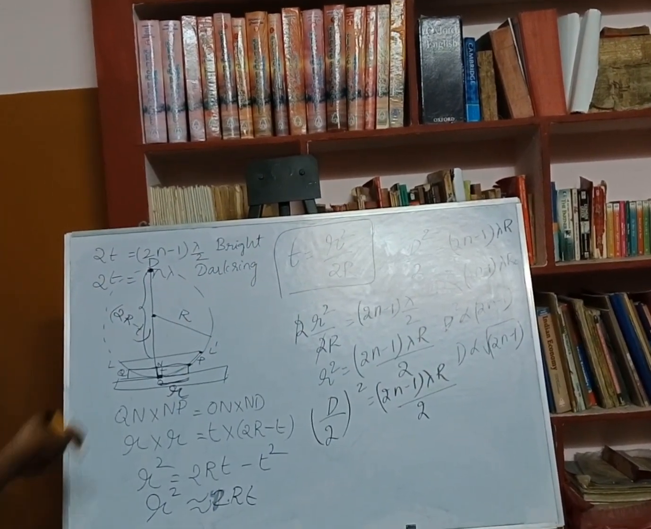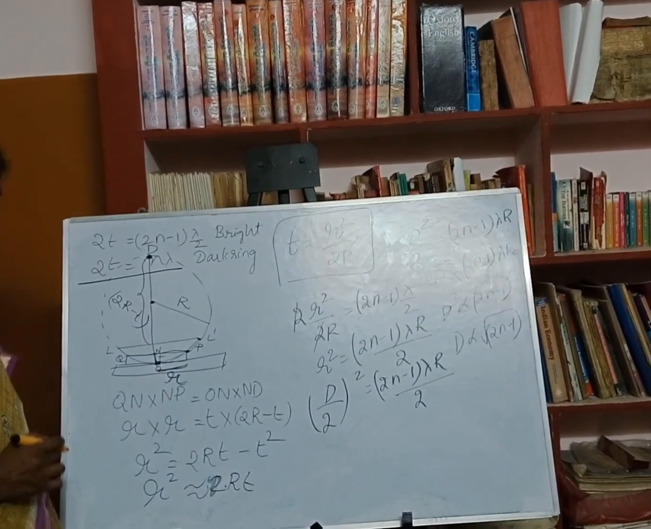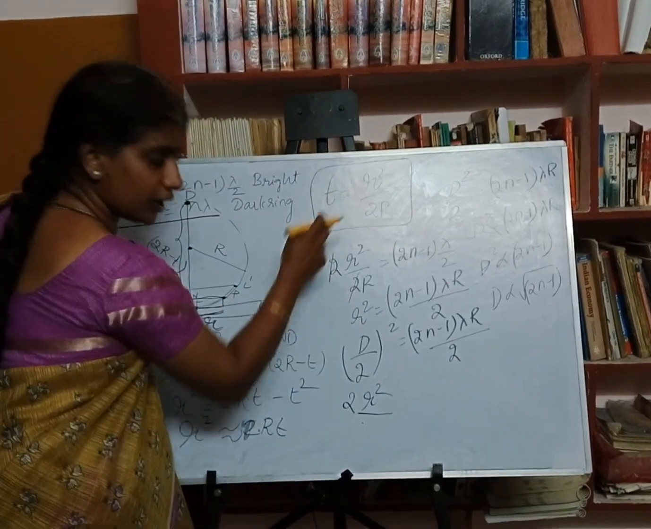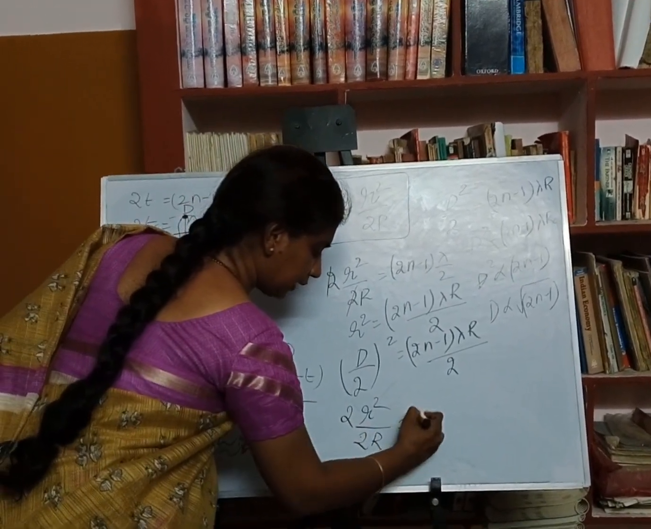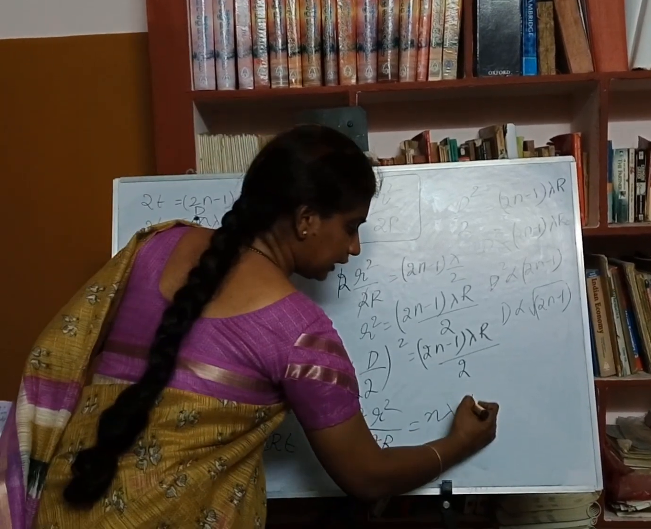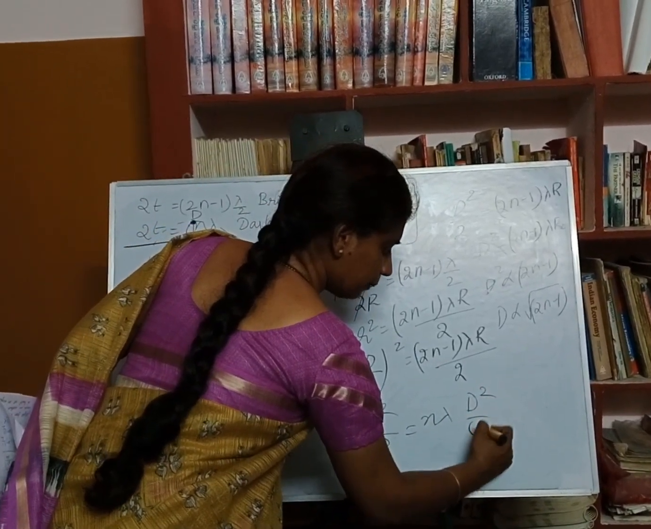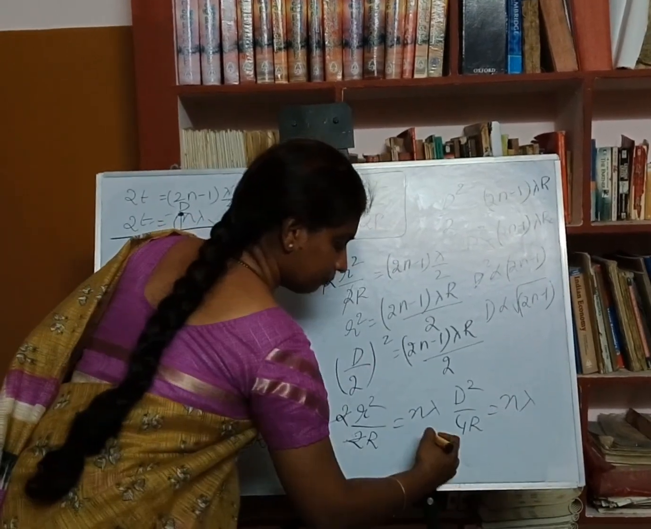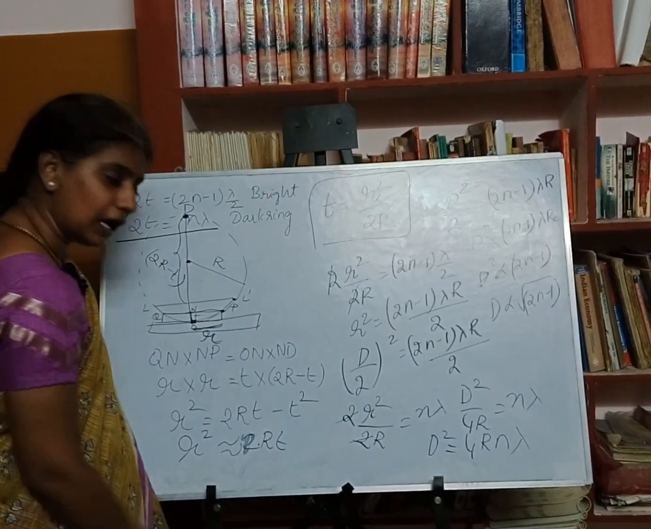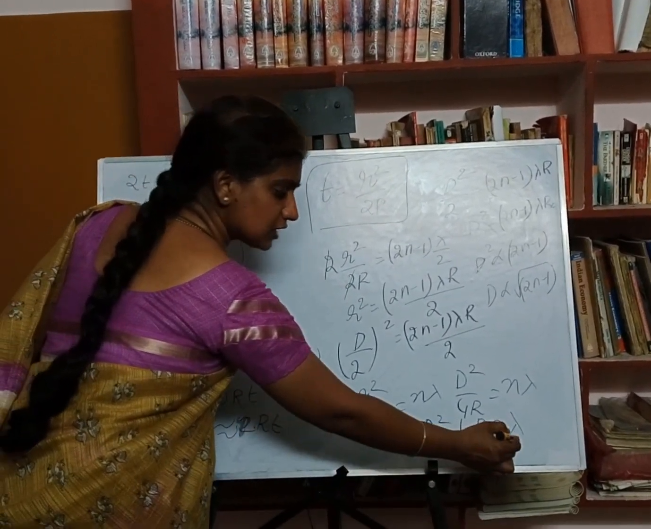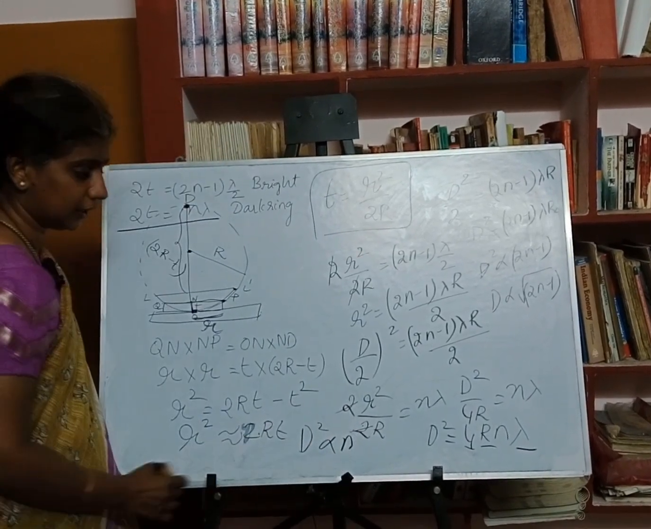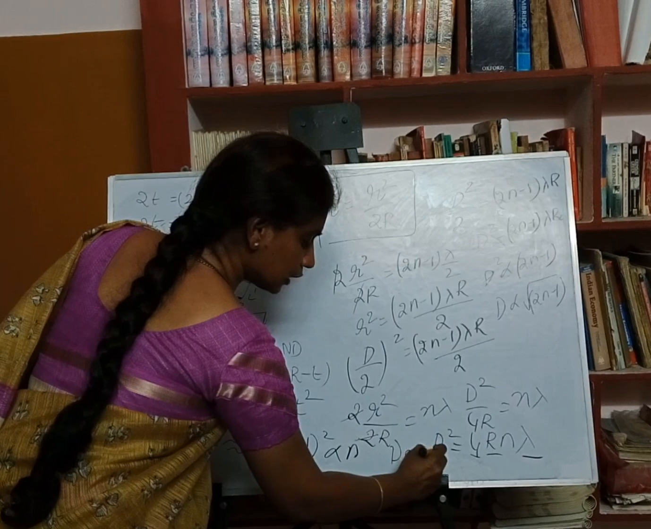Now we will try to solve for the dark ring case. This is 2t equal to n lambda. So put t as r square by 2R, so this is equal to n lambda. Both these things get cancelled. Instead of r square, what we are writing? D square by 4. D square by 4R equal to n lambda, or D square equal to 4R n lambda. Again 4 is a constant, R is a constant, lambda is a constant. So D square is proportional to n, or D proportional to root n.